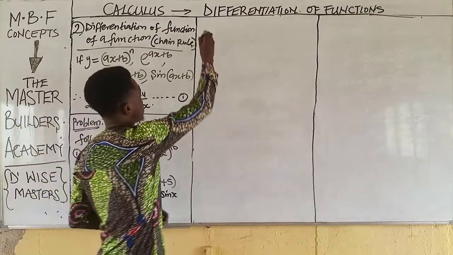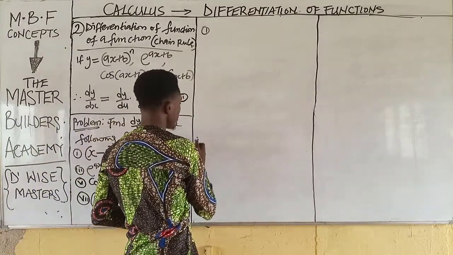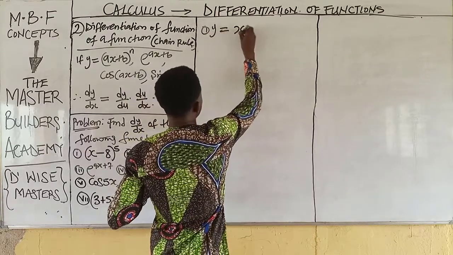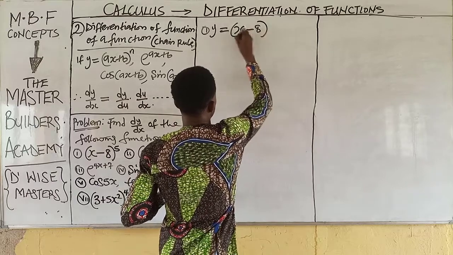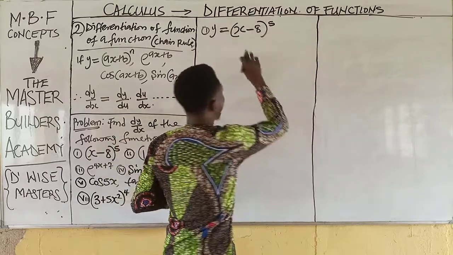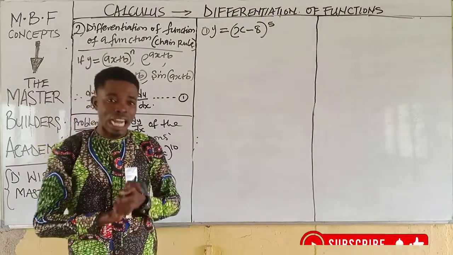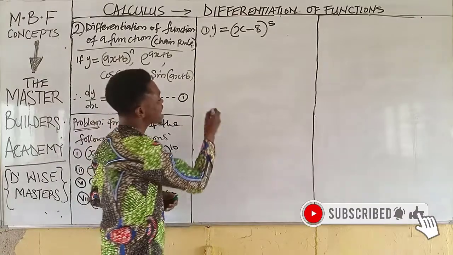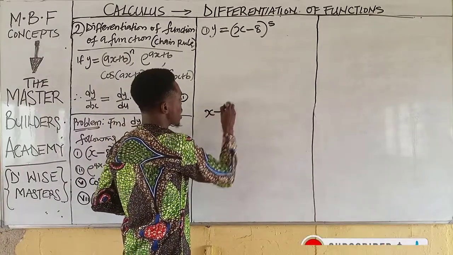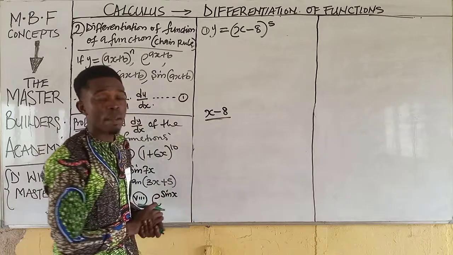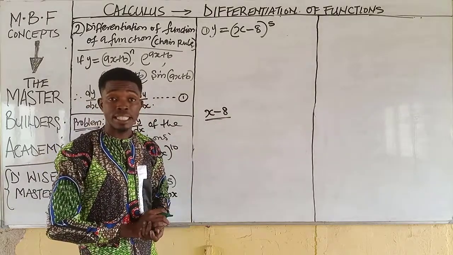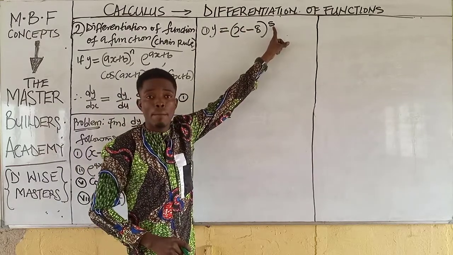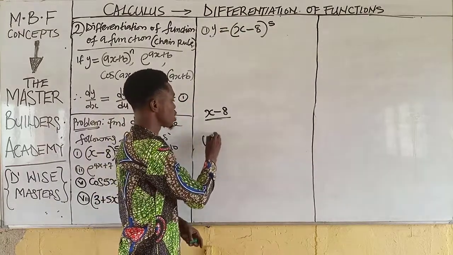So we start with the very first question. In this very first question, we have that y is equal to (x minus 8) raised to the power of 5. In two lines, we will get the answer to this question. So the first thing you do, like I said earlier, is to identify the function of x. Now the function of x here is x minus 8. If I remove x minus 8 from here, I will be left with what? Power of 5, which can be u raised to the power of 5.